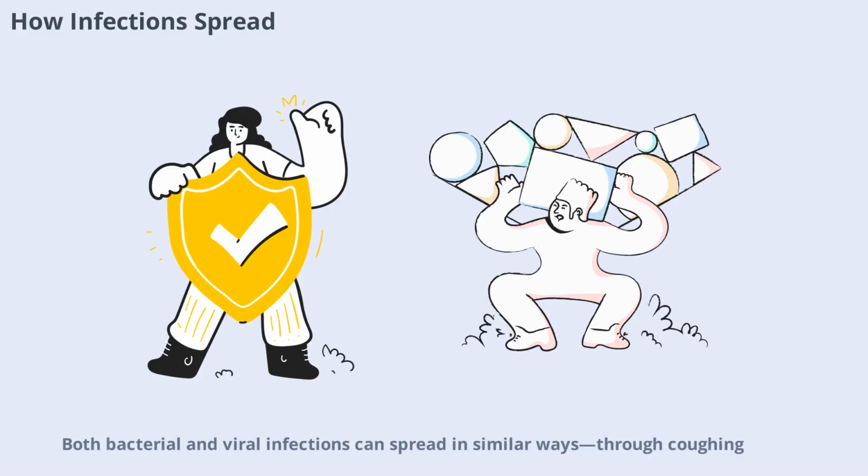Both bacterial and viral infections can spread in similar ways, through coughing, sneezing, touching contaminated surfaces, or close contact with an infected person. However, some infections are more contagious than others. For example, the flu virus spreads rapidly in crowded places, while certain bacterial infections may require direct contact. Good hygiene, like washing hands and covering your mouth when coughing, helps prevent both types of infections.